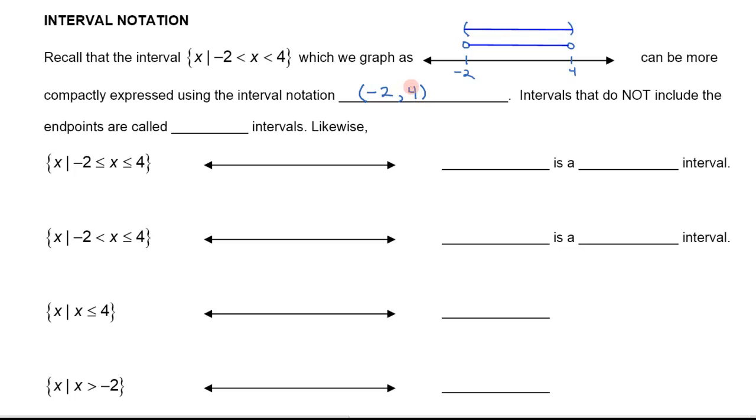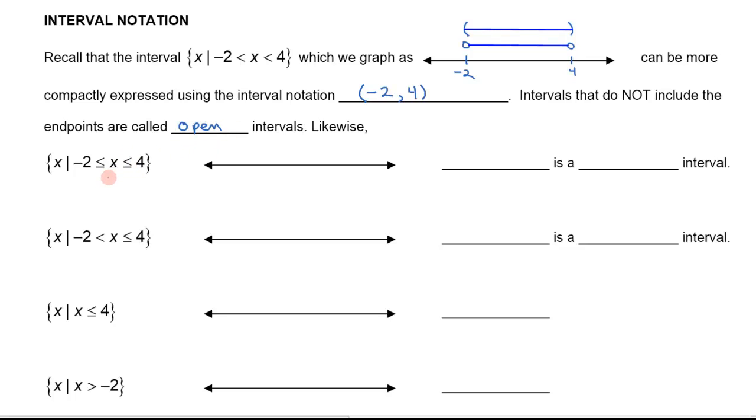So in addition to being an ordered pair -2, 4, in the context of an interval, this would be the set of points between -2 and 4, not including the endpoints. And you'll remember the intervals that do not include the endpoints, those are called open intervals.